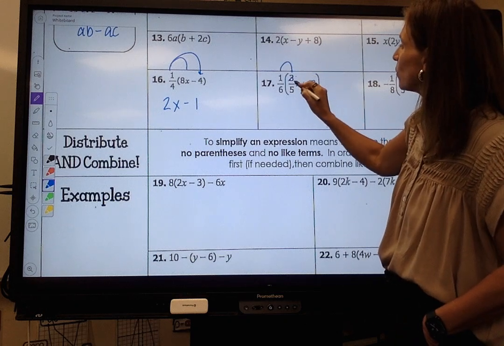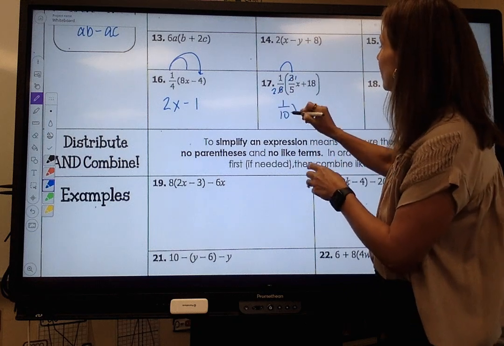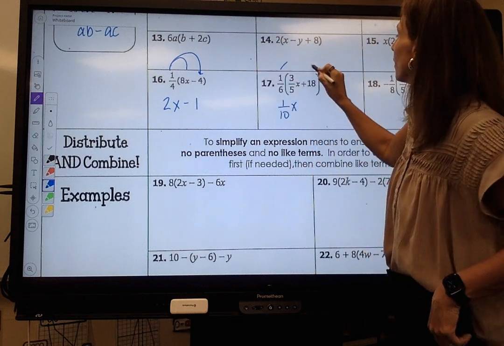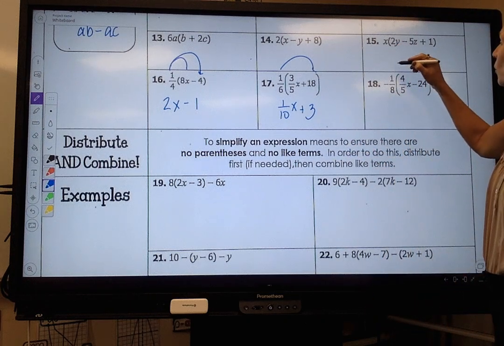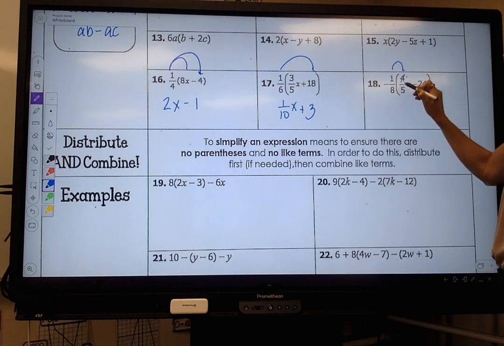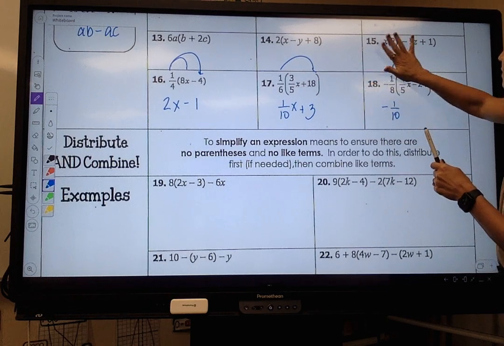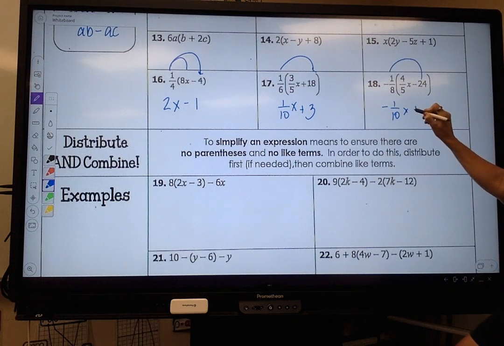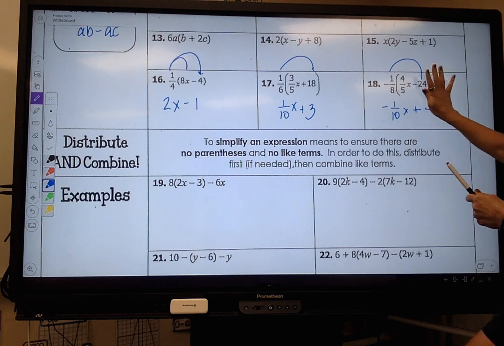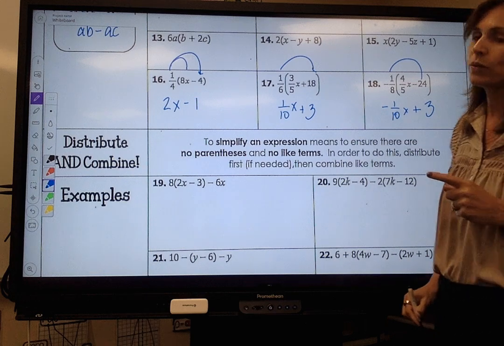All right, here we get 1/6 times 3/5. I'm going to cross reduce, and I get 1/10 x. And then here, I'm going to get positive 3. Over here, I'm going to cross reduce. Negative 1/8 times 4/5 is a negative 1/10 x. And then I have a negative 1/8 times a negative 24, which is a positive, oh my goodness, why am I doing this? A positive 3. I don't know why I put positive 4. Okay, so that's the distributive.